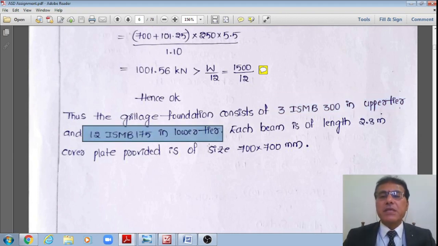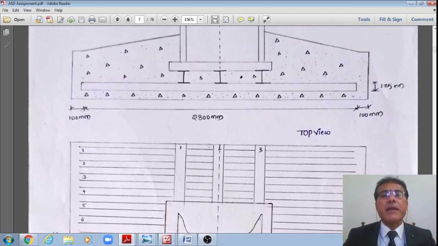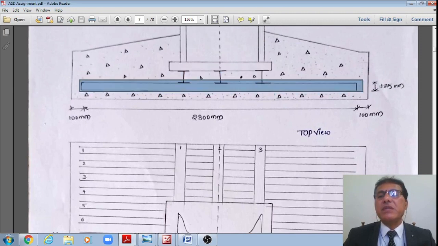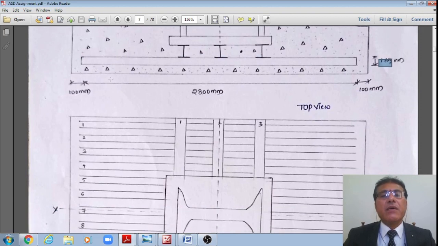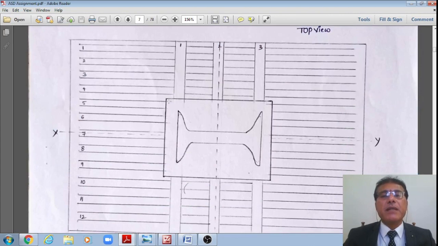With each length of the beam 2.8 meter by 2.8 meter as shown in this figure, right? Therefore, these are ISMB 300 and this is ISMB 175. However, this length of the beam is only 2.8 meter. We need to provide a further 100 plus 100. Therefore, the total width of the footing is 3 meter by 3 meter, right? And the size of this base plate is 700 by 700, right?